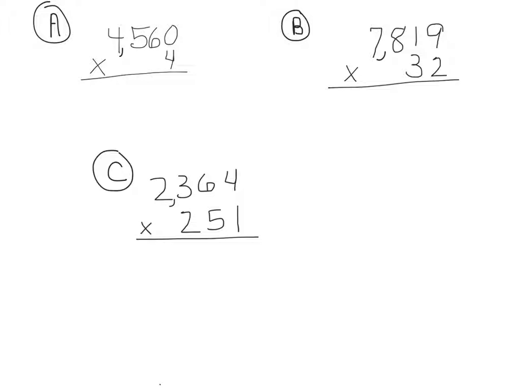4,560 times 4. Start in the ones place. 4 times 0 is 0. 4 times 6 is 24, so we write the 4 and carry the 2 to the next place, or trade it over. 4 times 5 is 20, plus 2 is 22. 4 times 4 is 16, plus 2 is 18. So our answer is 18,240.